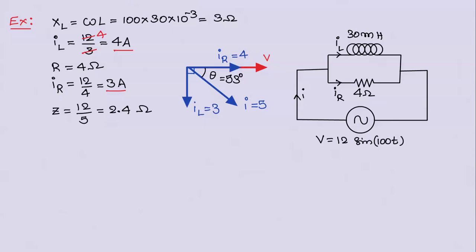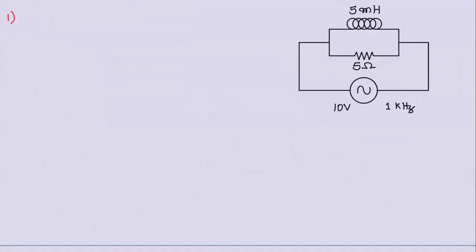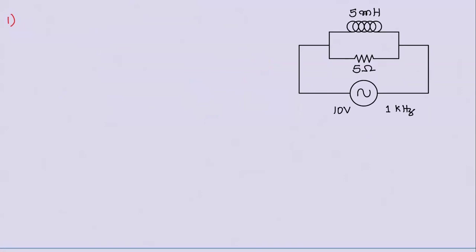One or two questions we can do. We have 5 ohm resistance and 5 millihenry connected in parallel. First, I'll write the phasor. My idea is only with current phasor. Okay. So, good. I have voltage V and that is equal to 10, given.